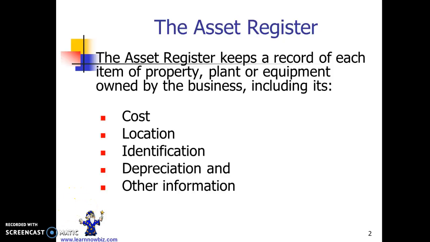So what is an asset register? The asset register keeps a record of each item of property, plant or equipment, or each item of our non-current assets or our long-term assets. So it keeps a record of those assets which are owned by the business. Some of the information which is included in the asset register is its cost, its location. There's also some identification of that asset. There's also information about depreciation, and there's a lot of other information which we'll look at later on.